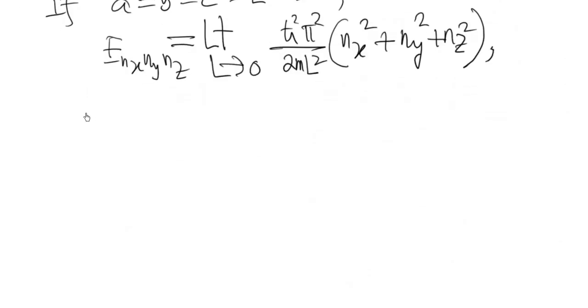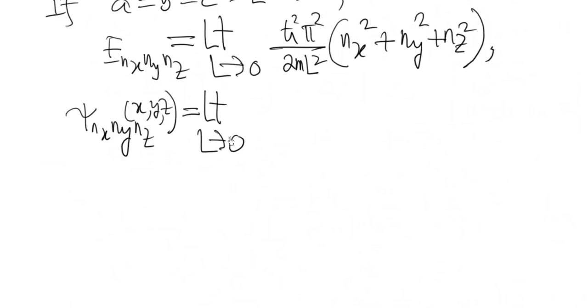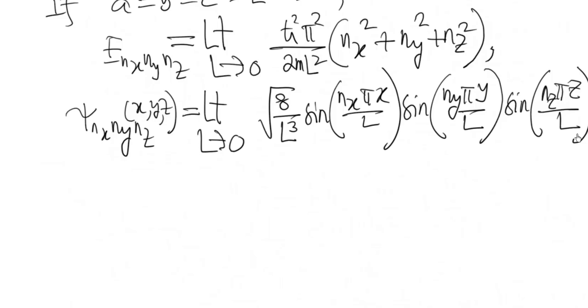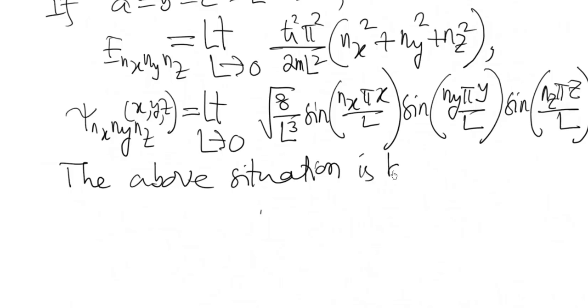You can write down the wave functions also, in the limit L tends to 0, and then we have this. Okay, and next, the above situation is known as a quantum dot.